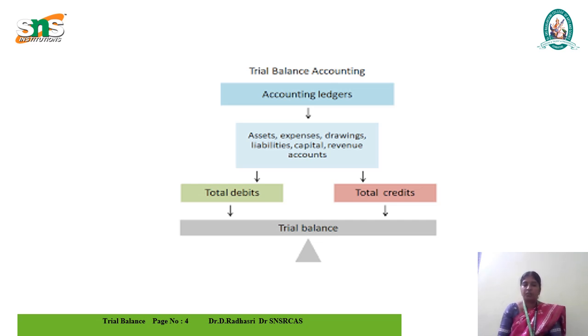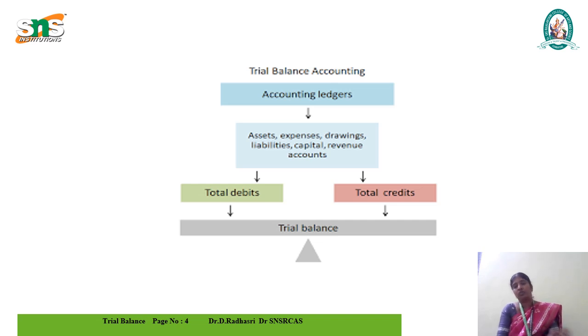In the total debit and total credit, the asset, expense, drawing, liabilities, capital and revenue accounts are taken as the ledger accounts. In the trial balance, they are converted into the total debit and total credit. They should be equal. Only when they are equal is it fulfilled, and in the final step we will know whether it is a profit or loss.